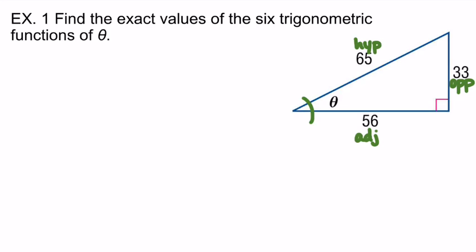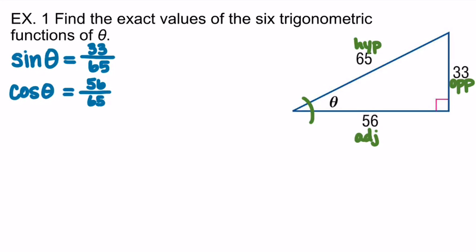Okay, then we can find those exact values of the trig functions. Now we're not solving for anything in our calculator, we're just going to write the trig ratios and reduce the fraction if necessary. So the sine of the angle is opposite over hypotenuse, so that's going to be 33 over 65. Cosine of theta is adjacent over hypotenuse, so that will be 56 over 65. And tangent is opposite over adjacent, which is 33 over 56.